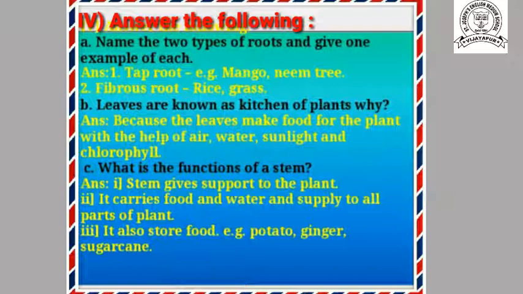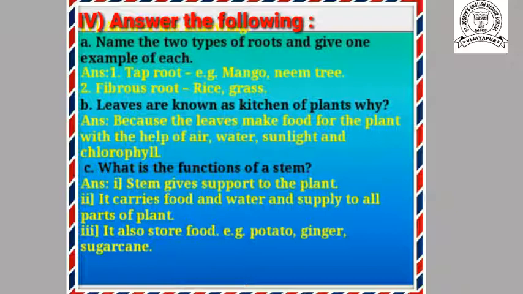For example, rice, grass. So children, you remember I showed the real roots, where the roots grow below the soil, and there are 2 types of root. One is a tap root, which is a thick one, and another one is a fibrous root. It is a bunch or bundle of thin roots. It does not consist of a thick root.